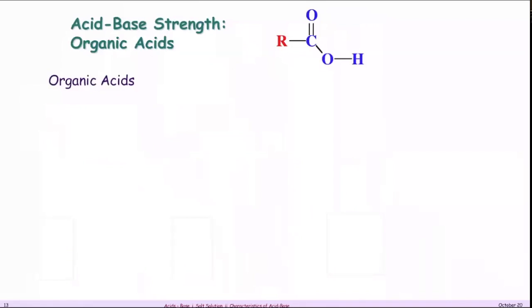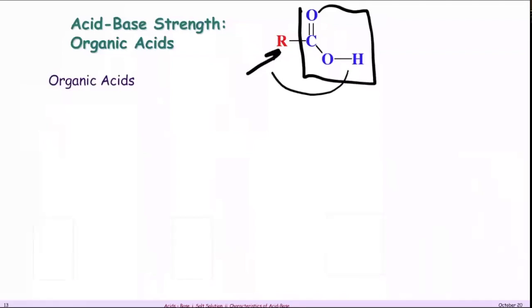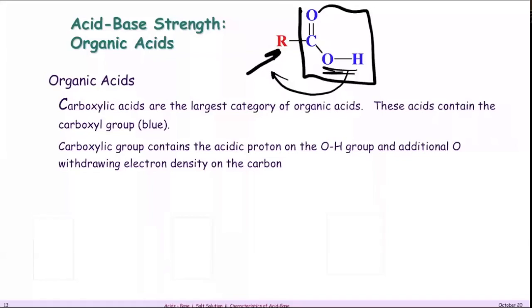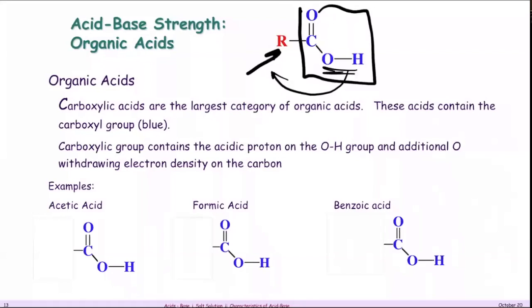Finally, the last thing I want to mention is organic acids. Organic acids are going to have this group. It's called the carboxylic acid. And what makes this acid strong is the R group. If R draws electron density away from that OH, then it becomes a really strong acid. If R doesn't draw that much electron density from that OH, then it's only a weak acid. Okay, and so these are examples of chemicals with the carboxylic functional group.